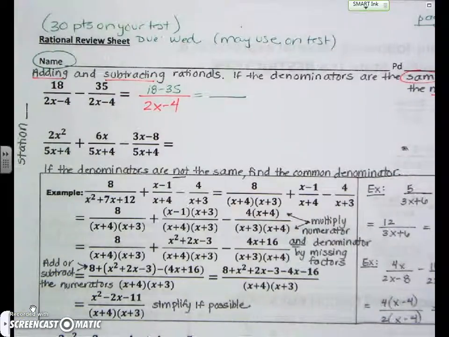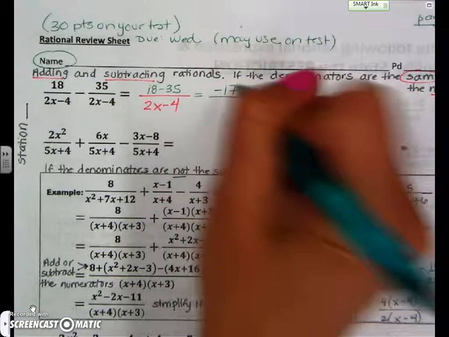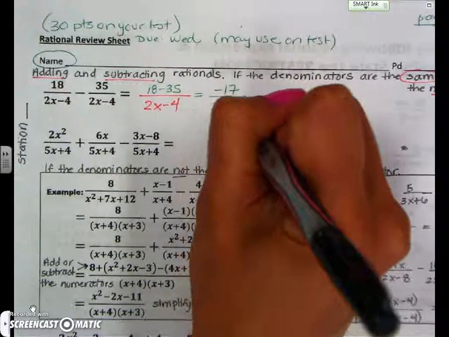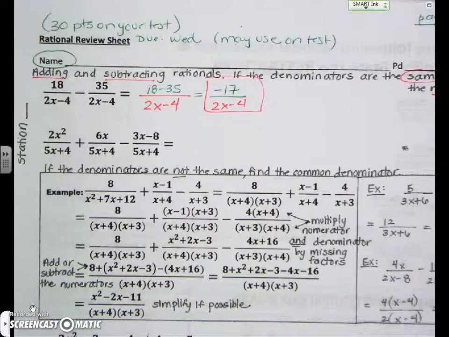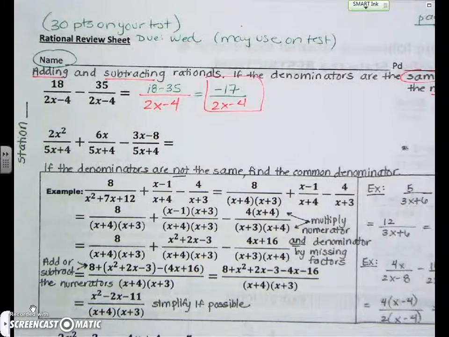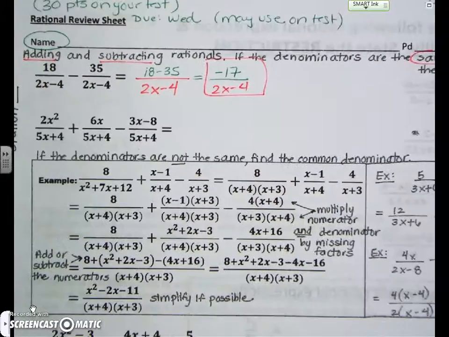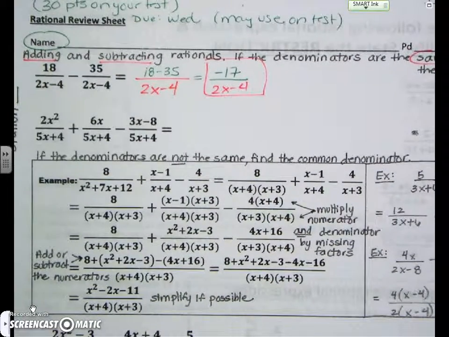18 minus 35 is, you guys told me, negative 17. Very good. And your final answer is negative 17 over 2x minus 4. Good job. When the denominators are the same, it's very easy to add or subtract fractions.